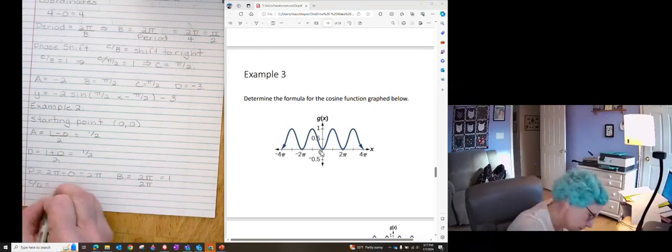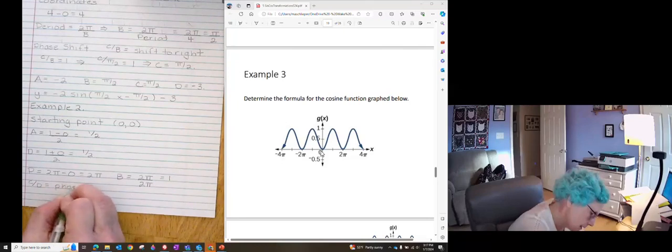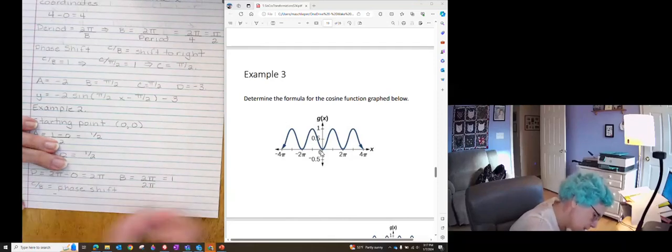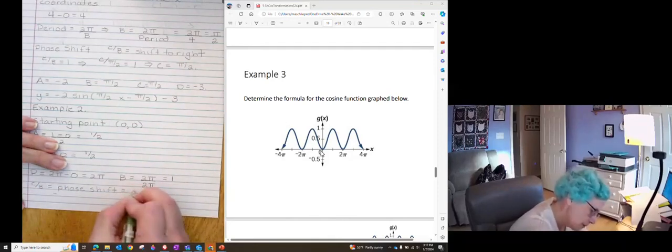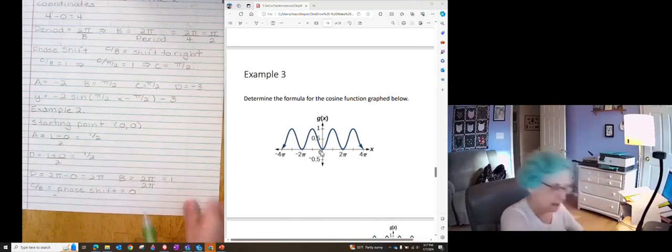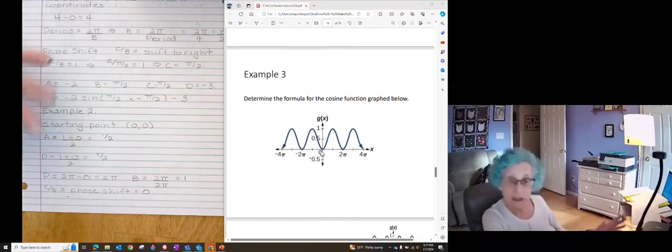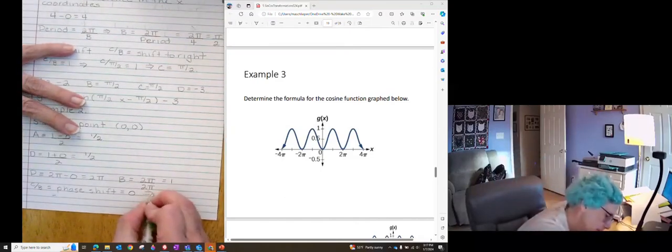So, we already figured out that c over b is equal to my phase shift, and my phase shift is equal to 0. So that means c is equal to 0.